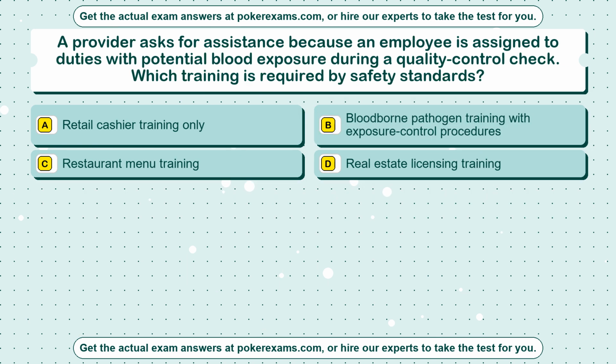Question 87. A provider asks for assistance because an employee is assigned to duties with potential blood exposure during a quality control check. Which training is required by safety standards? Option A, retail cashier training only. Option B, bloodborne pathogen training with exposure control procedures. Option C, restaurant menu training. Option D, real estate licensing training.